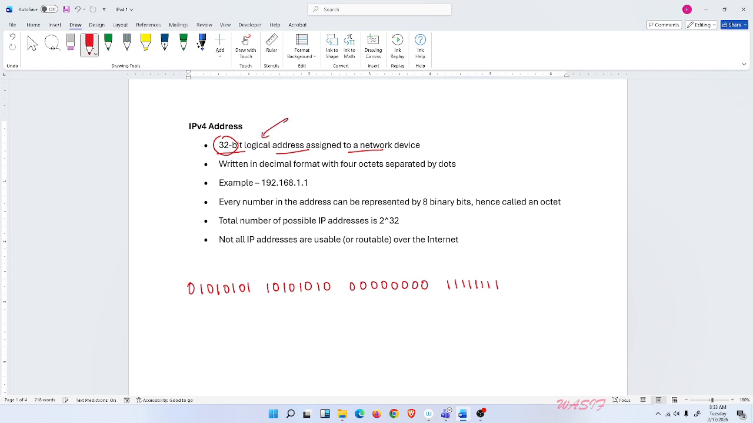Logical address means it can be assigned to any device at any point in time. Now that's not entirely true, but I'm just saying logical. So you can assign it. That is what we are going to learn with time: what IP address you can assign where and what IP address you cannot assign where.